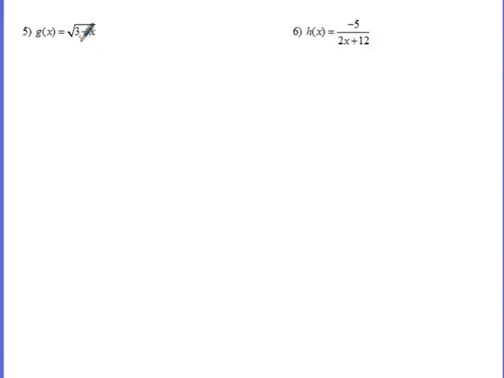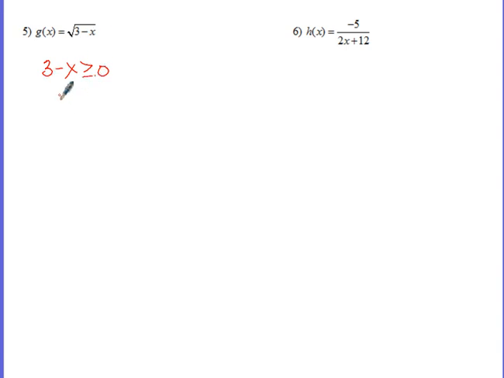We can cause a square root of a negative here. We need to prevent that. So we need to say 3 minus x is greater than or equal to 0. This expression can never be negative, so the whole thing needs to be greater than or equal to 0.